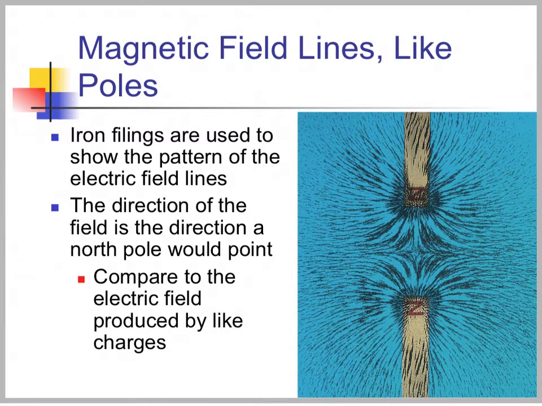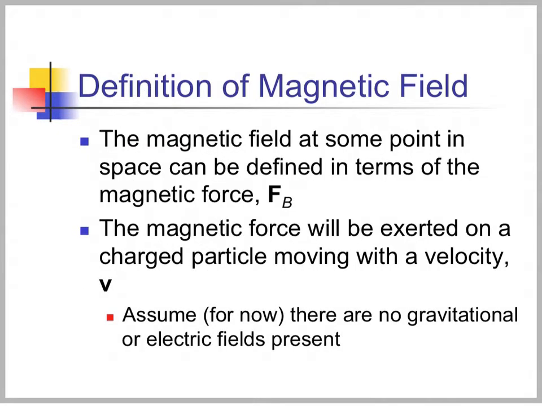Or if I take iron filings to show the direction of the field of two northern magnets, this looks just like the electric field lines due to two like charges. So we need to define a magnetic field.